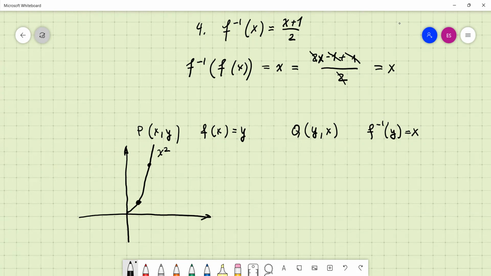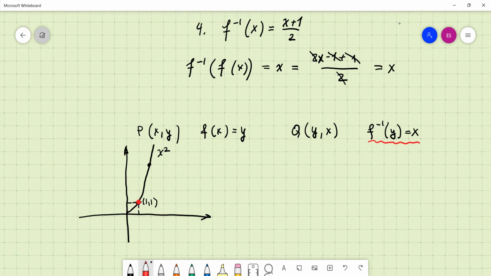Now, what is going to happen if I switch the coordinates? For example, this point, coordinates 1, 1. If I switch them, I'm going to get the very same point, right? The coordinates are still 1, 1. So for my inverse function, I'm going to use a red color, it is going to be the same point.